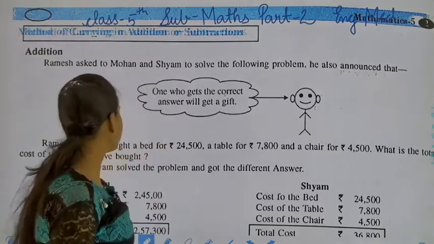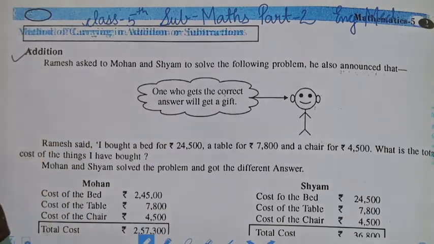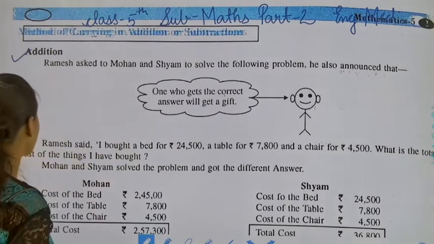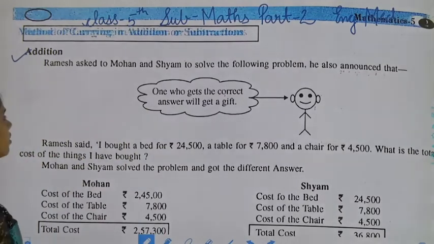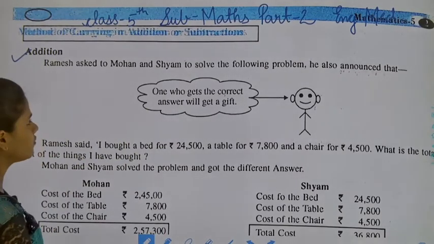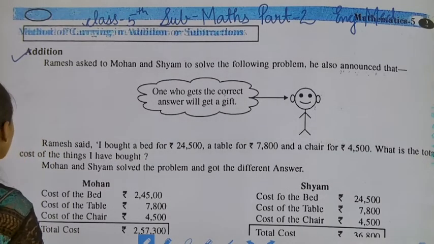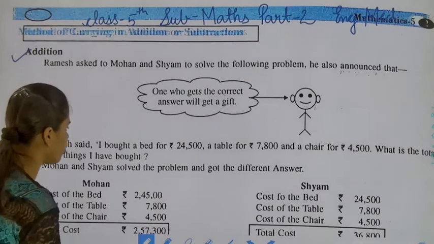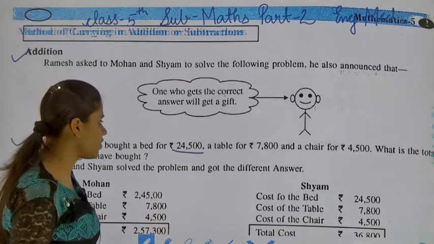Now today we will start from addition, that is the word problems of addition and subtraction. Ramesh asked Mohan and Shyam to solve the following problem. He also announced it. Ramesh said, I bought a bed for rupees 24,500.